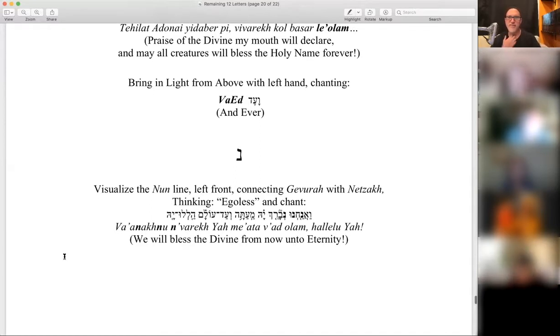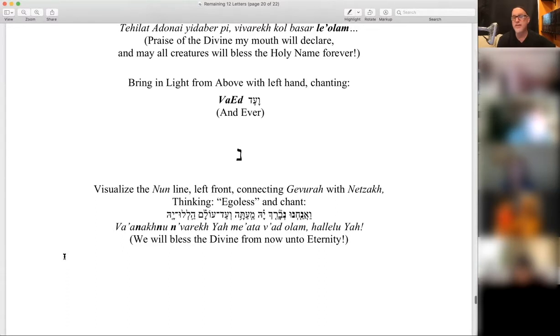So it's a vertical line. It's the final vertical line. We did the other vertical lines right in the beginning. The first one was Bet, in front right. The next one was Gimel, back right. The next one was Daled, back left. And now finally we're doing Nun, which is front left, from Gevurah to Hod, which all have similar energies.